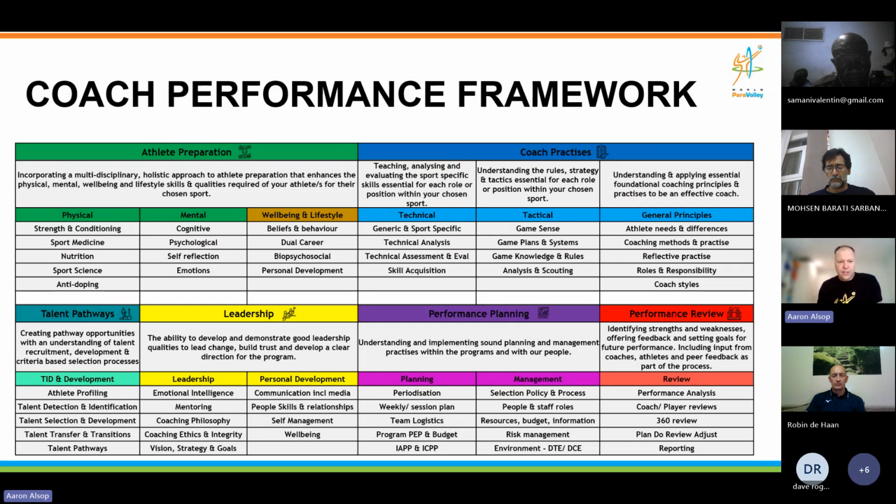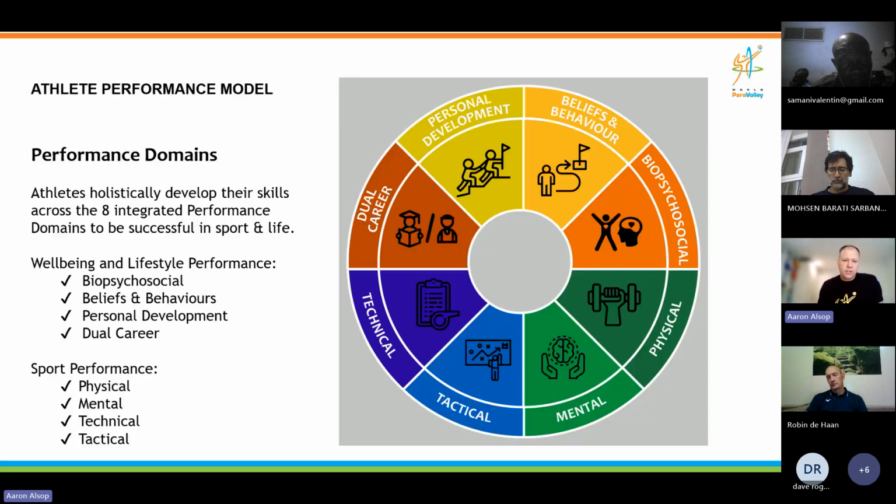Now, to support the coaches, obviously what we're looking at is how do we help develop athletes holistically as well. So very similar to the coach performance model, we have our athlete performance model. If you notice on the screen here, on the bottom, we've got the 4 domains of what we call sport performance: the physical preparation, the mental preparation, the technical, and the tactical. Those 4 areas are very commonly understood and represented typically within coaching programs. But what we look at now is more of a holistic approach.